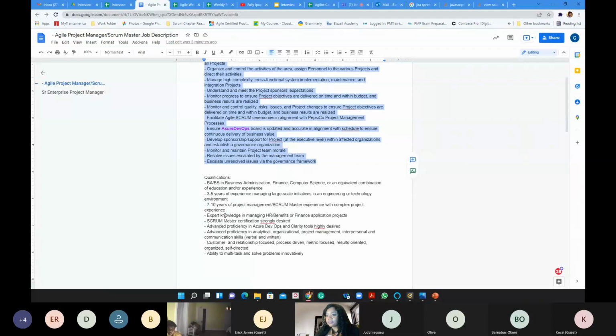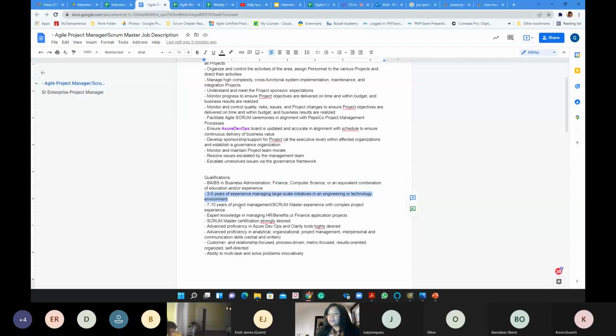So this is the requirement. Look, bachelor degree in art or in science, business administration, finance, computer. Don't worry about this. Even if you have a bachelor degree in law, it will pass. So just don't worry about it. Now, 3 to 5 year experience managing large-scale initiative in an engineering or technology environment. That's why you have your business case, is to show that experience. And if you know how to tell your story, that experience will show. Okay, so you are buying those 3 to 5 year experience.